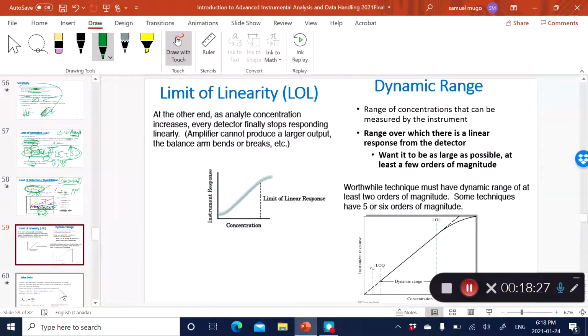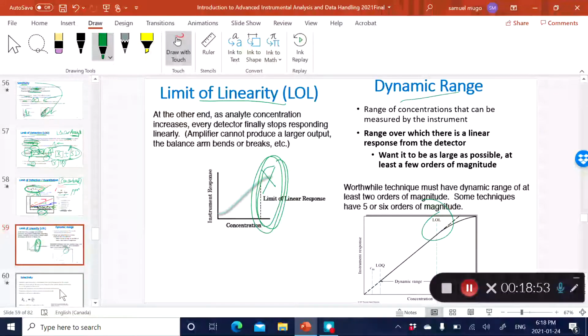The other important figure of merit is the limit of linearity, and it's fairly straightforward. It refers to the largest concentration at which the instrument response deviates from linearity. So the point at which the instrument response is no longer linear relative to the concentration is what you refer to as the limit of linearity.